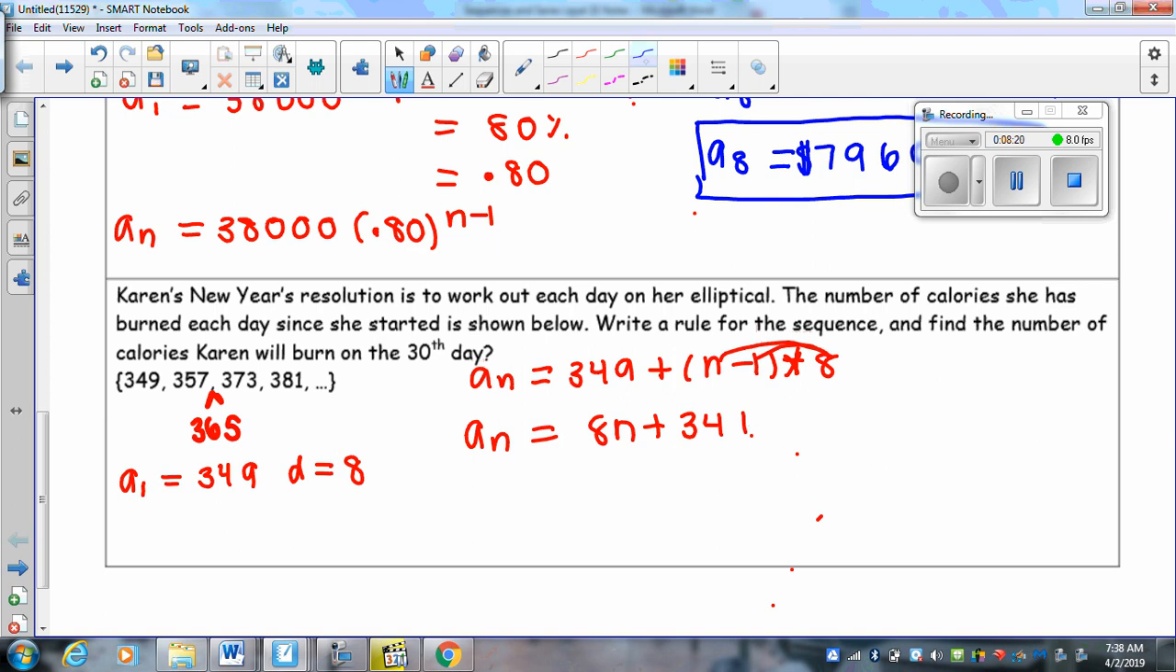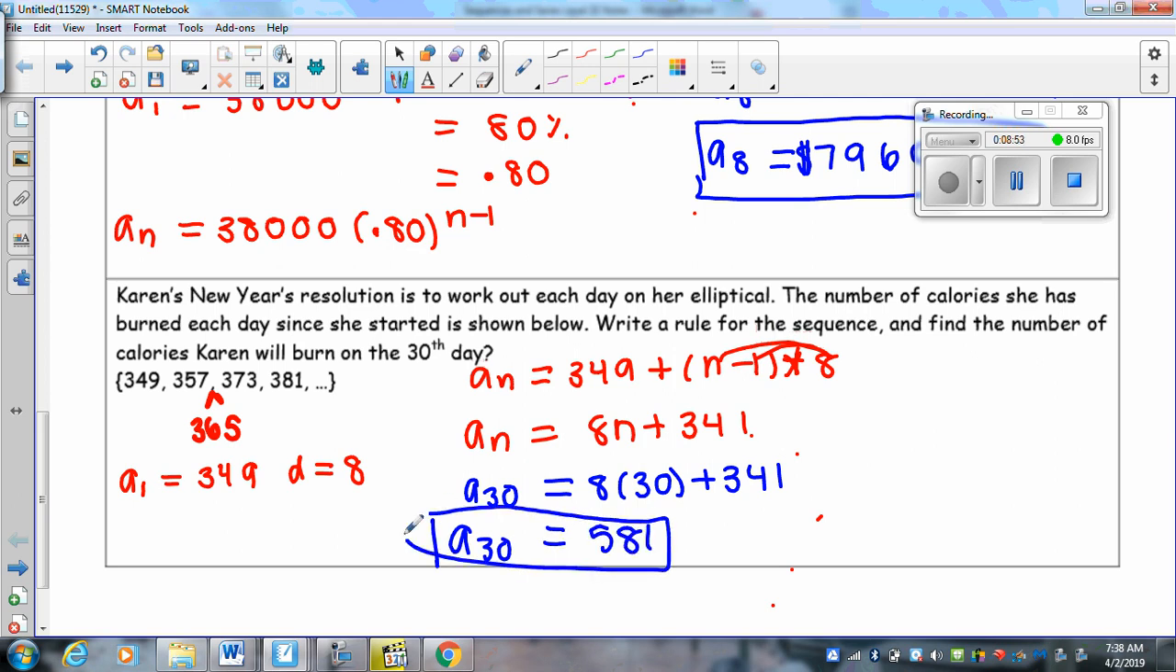Now, what I want to know is after 30 days. So if I'm finding A sub 30, what I'm going to do is plug in 30 for n. So 8 times 30 plus 341. So 8 times 30 is 240 plus 341. That gives me 581. So A sub 30 equals 581. So after the 30th day, she's already burning 581 calories.